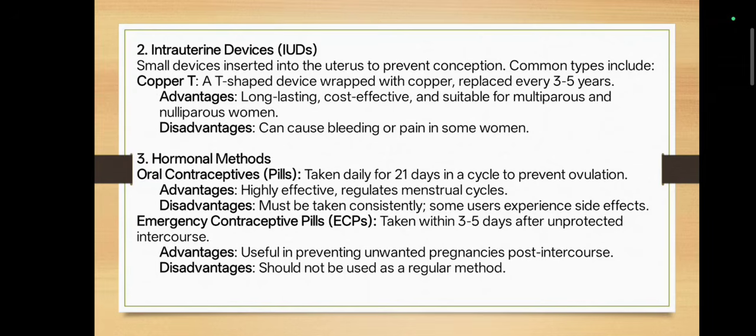Next is hormonal methods, which include oral contraceptive pills, which prevent ovulation, and emergency contraceptive pills, which are taken within 3 to 5 days after unprotected intercourse. It is successful in preventing unwanted pregnancies post intercourse.